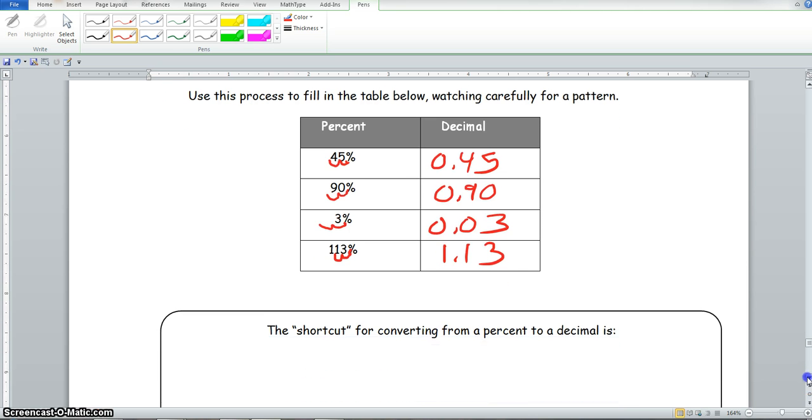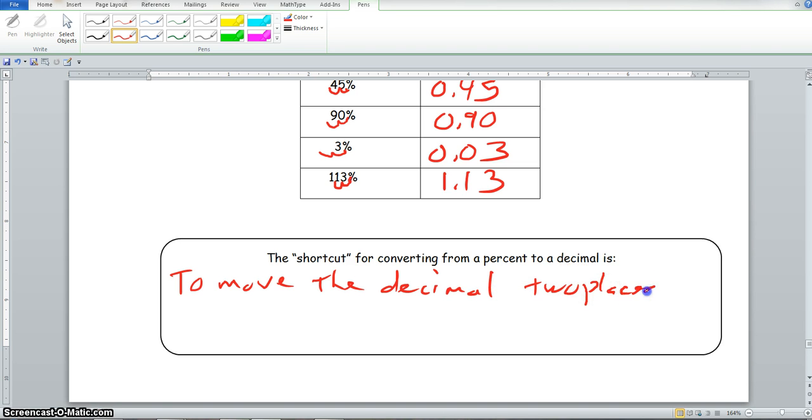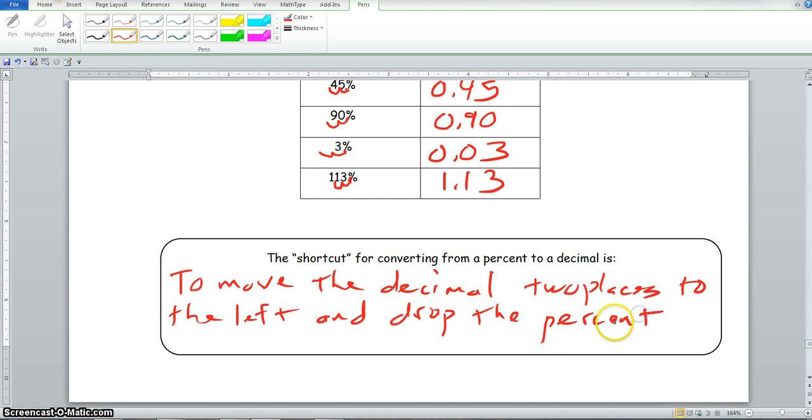Now, the shortcut for converting from a percent to a decimal is to move the decimal 2 places to the left and drop the percent sign. And that is it.